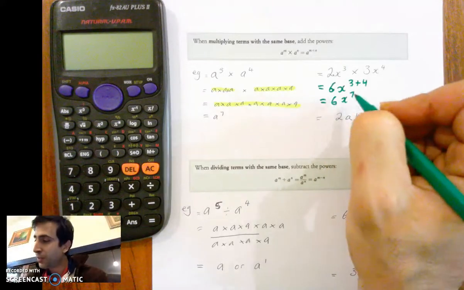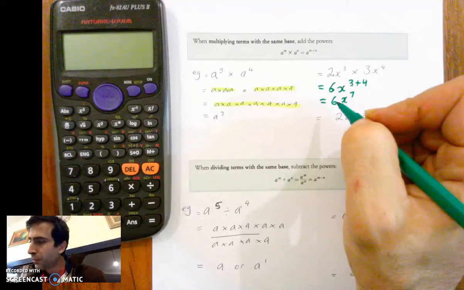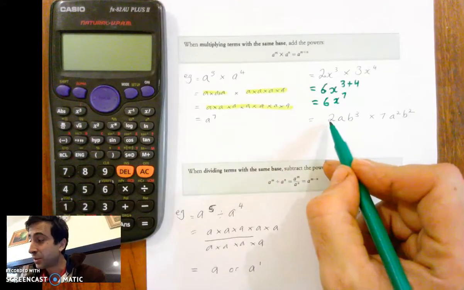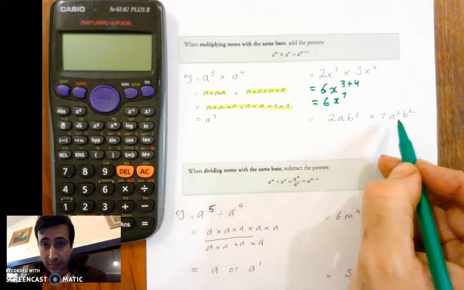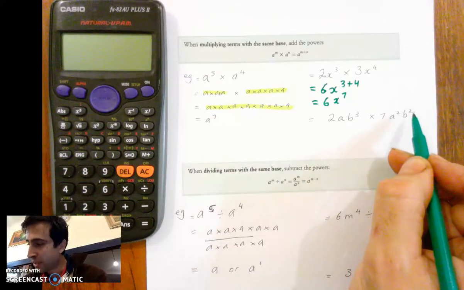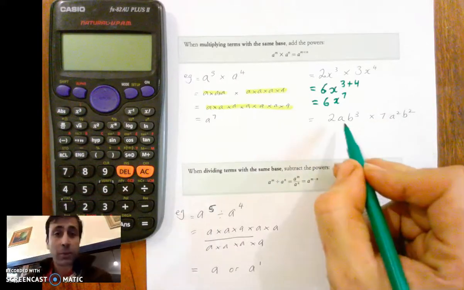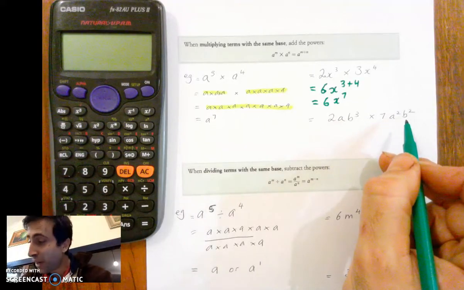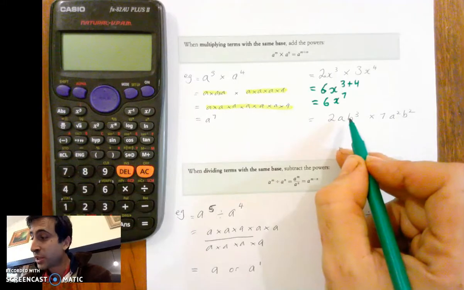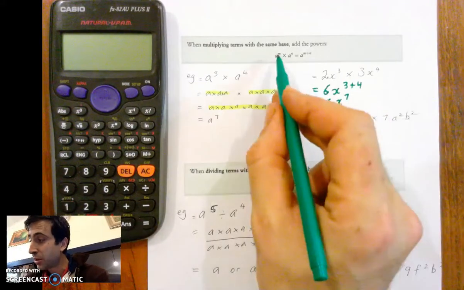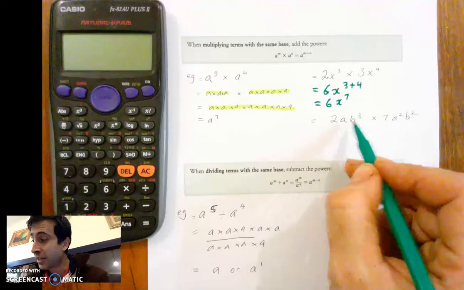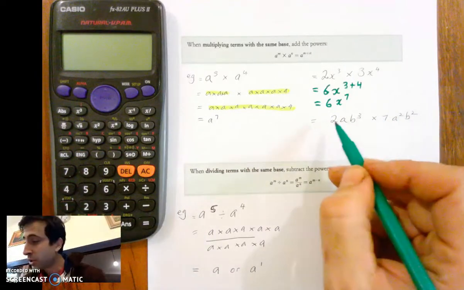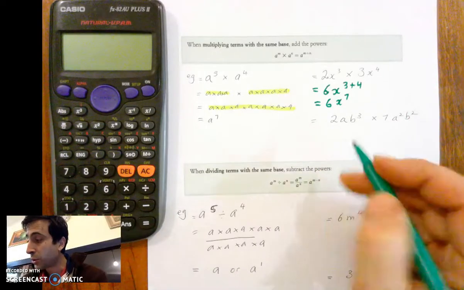And so let's now make it a little bit more complicated. If I've got 2ab cubed times 7a squared b squared, we see that we've got two bases here. We've got a's and we've got b's. Now that's a little bit intense, but the fact of the matter is it's the same with each base. So we just do a's added together, b's added together, and we multiply our coefficients as usual. So this would be 2 times 7 is 14.